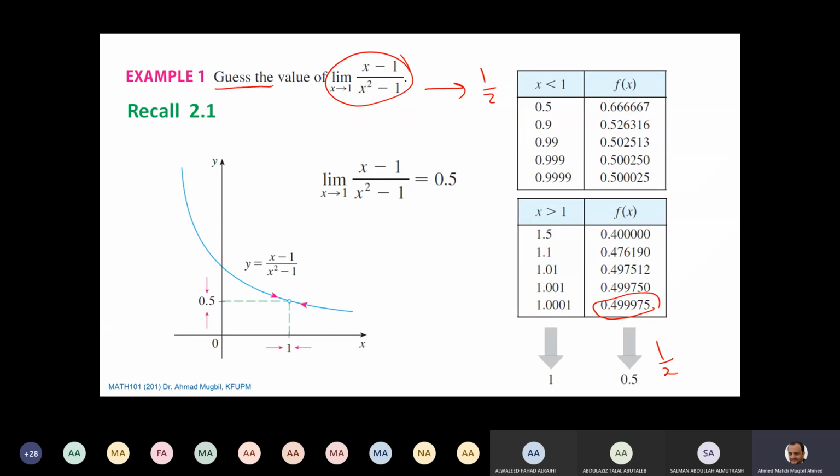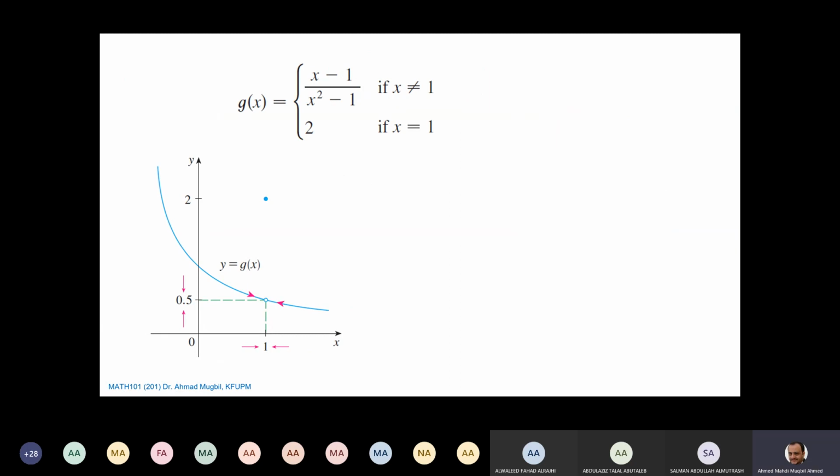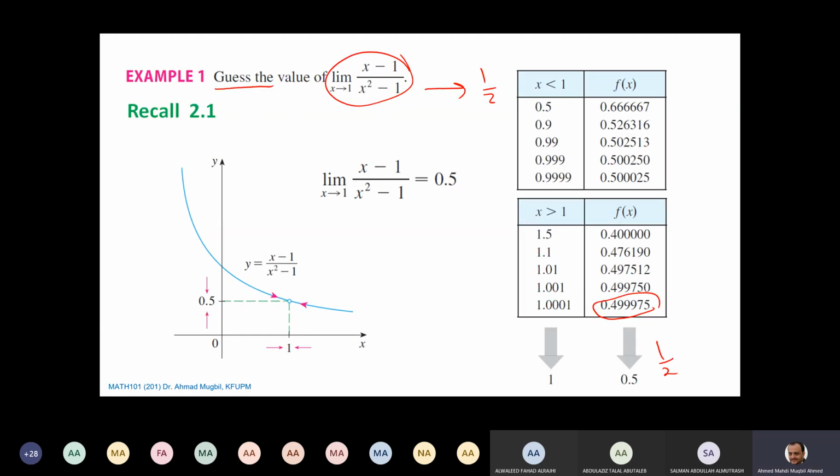And if you look at the figure, you are not supposed to sketch the graph. If you don't know how to sketch the graph, it is not a problem. If you can, it will be okay. So when x approaches 1 from the right or from the left, the value of the function is very close to a half. Another example, which is the same, by the way. If you look, it is the same function that we were having here.